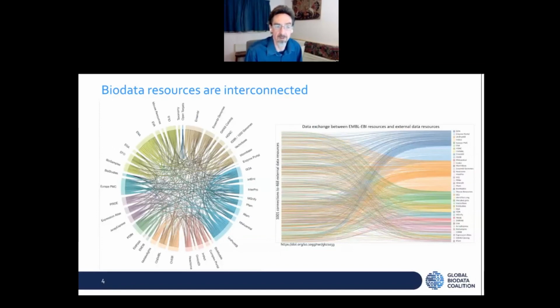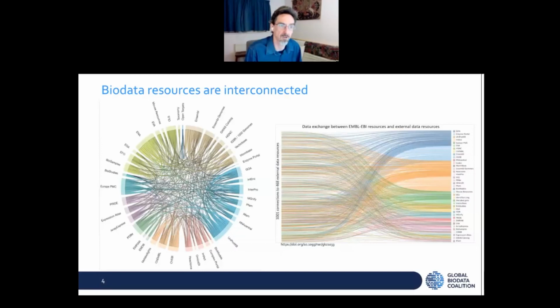And the data resources are all interconnected. I'm sure you're all aware of this, but if you look on the left side, the Circos plot, those are all the data resources at EMBL-EBI. And the lines between them are measuring data flows. That is, when they're exchanging data, the name of a species, a gene sequence, a taxonomy, any kind of data flow is measured there. And you can see that even within the resources at EMBL-EBI, which is unusual because it's a large institution with many data resources, they're all talking to each other.